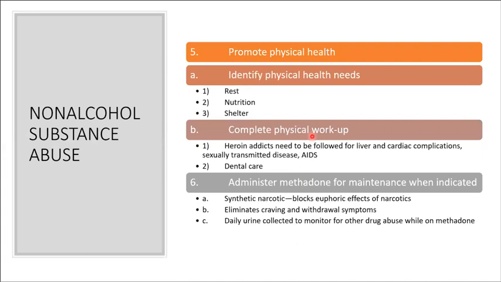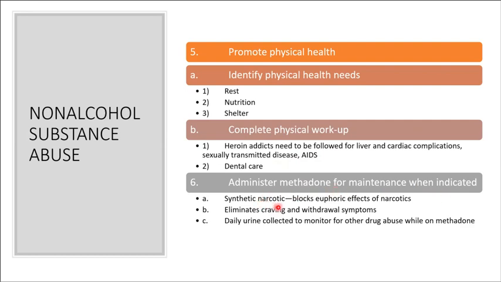So you want to identify physical health needs like rest, nutrition, does the client have shelter? You want to identify all of those health needs, especially for people who abuse substances. We also want to complete a physical workup. For example, heroin addicts need to be followed up for liver and cardiac complications, sexually transmitted diseases and AIDS, and you also want to carry out dental care. And again, administer methadone for maintenance when it's indicated.